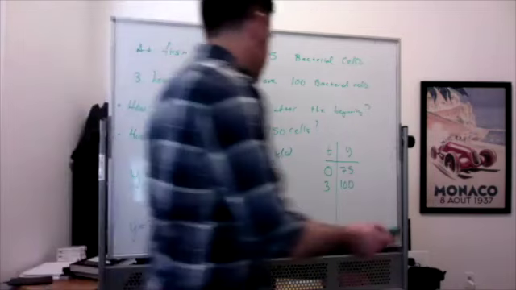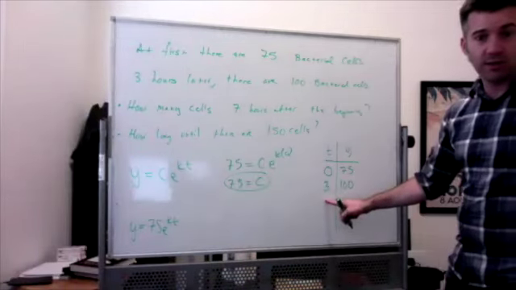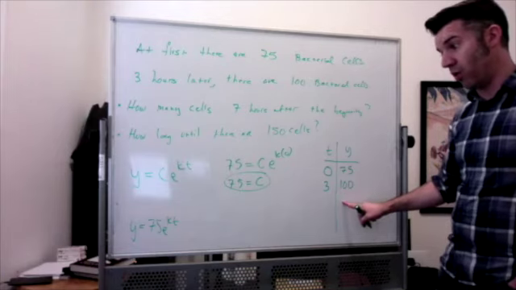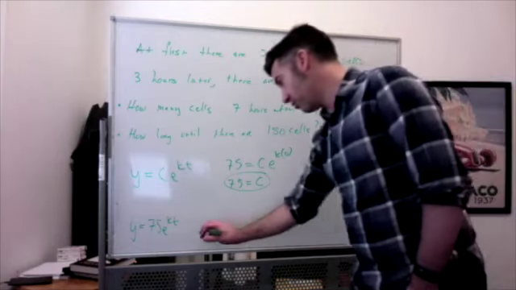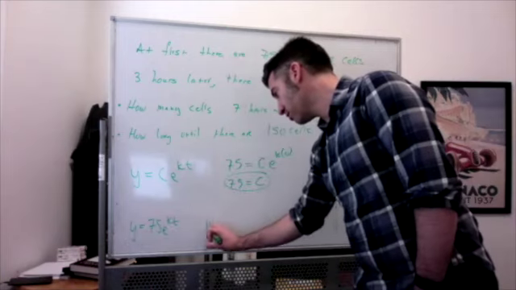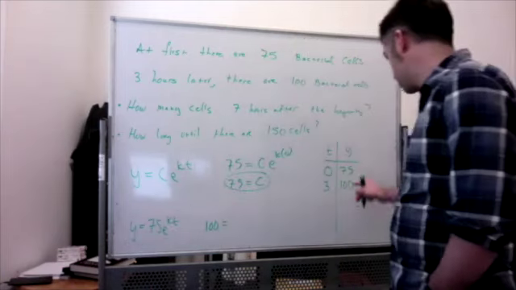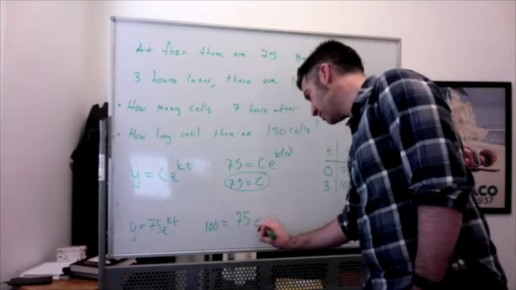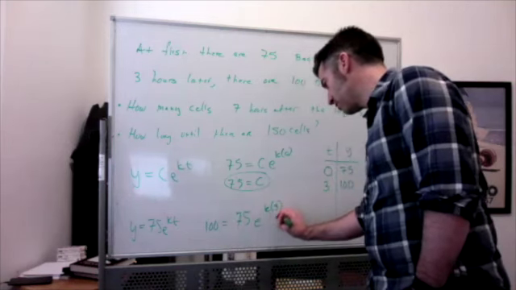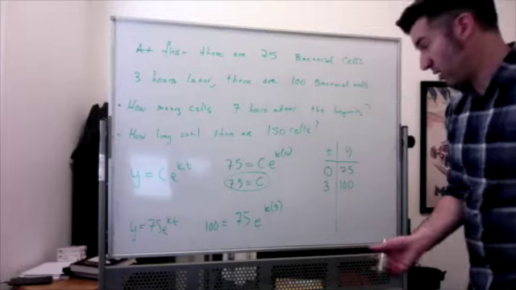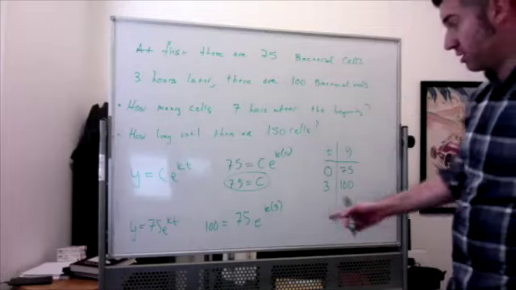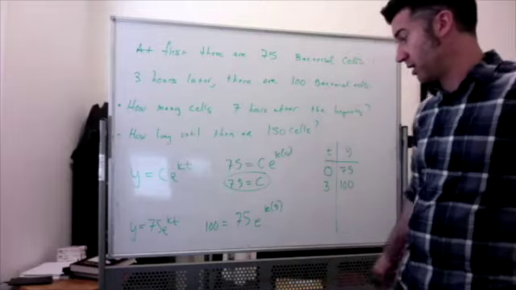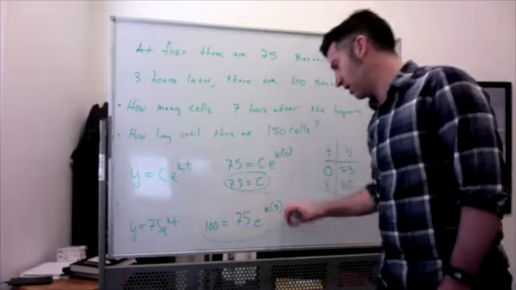And now we're going to use the other data point, when time is 3 hours and the amount of stuff is 100 cells, to figure out what k is. So I'm going to plug in 100 for y and 3 for t. So 100 equals 75 times e to the k times 3. And then we're going to solve for k. So I'm going to divide both sides by 75, and now I'm running out of room, so let's go to the other side.